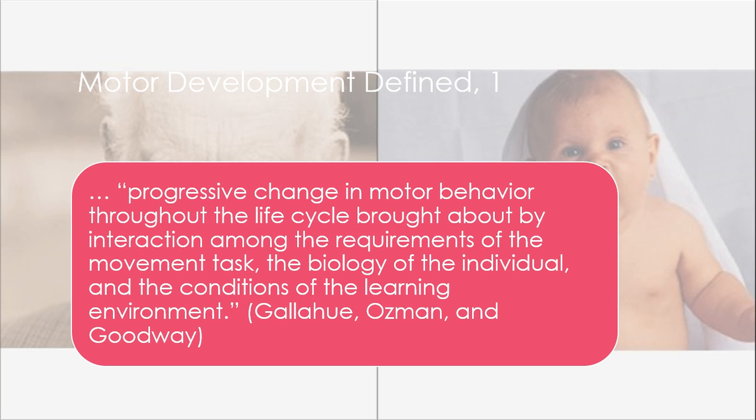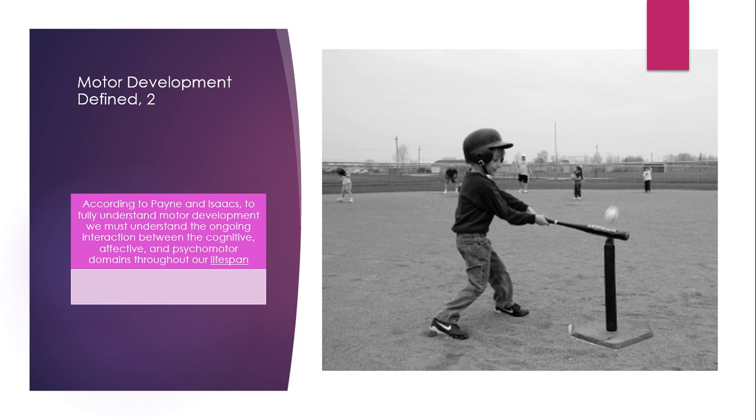Motor development is the study of the origins of and changes in movement behavior throughout the lifespan. Gallahue, Osmond, and Goodway define motor development as the progressive change in motor behavior throughout the life cycle, brought about by interaction among the requirements of the movement task, the biology of the individual, and the conditions of the learning environment. Payne and Isaacs define motor development as a lifelong process involving the progressions and regressions in our movement ability as we pass through life.